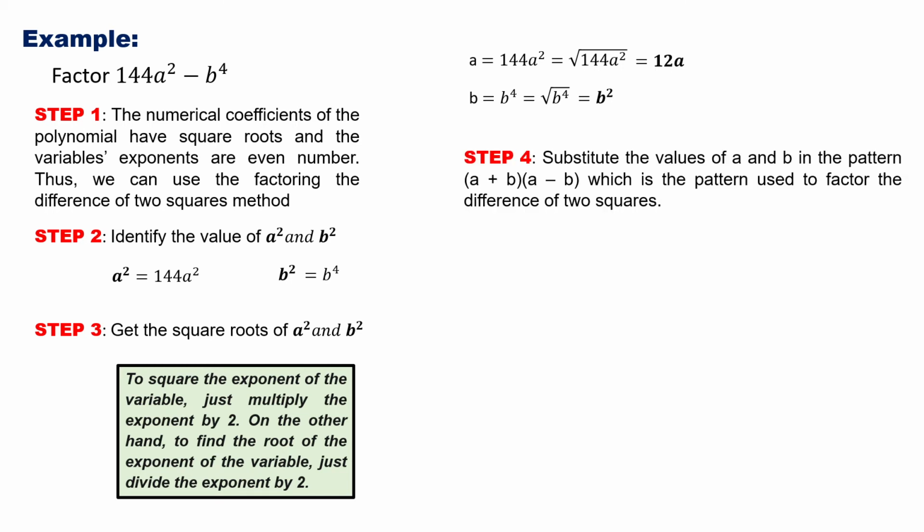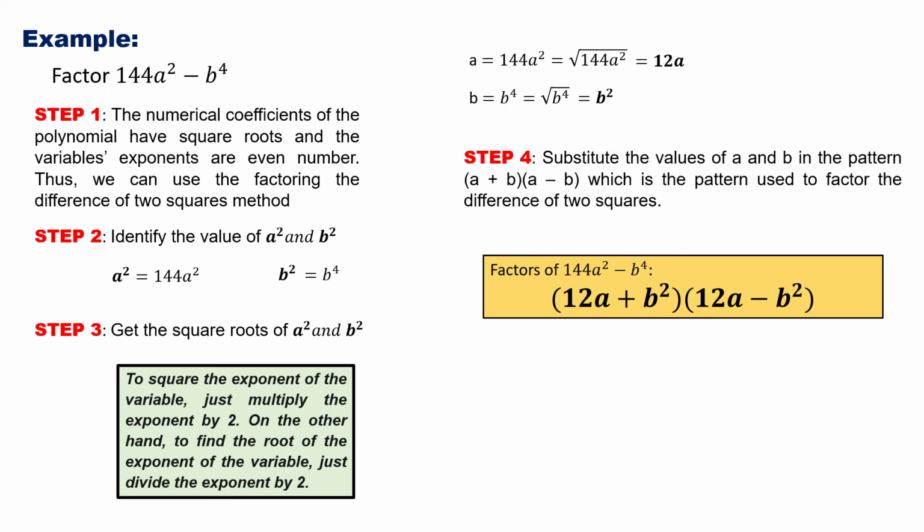Now, since we have the values of our a and b, let us substitute those values in the pattern a plus b, a minus b. So we will have the factors of 144a squared minus b to the 4th power, which are 12a plus b squared and 12a minus b squared.